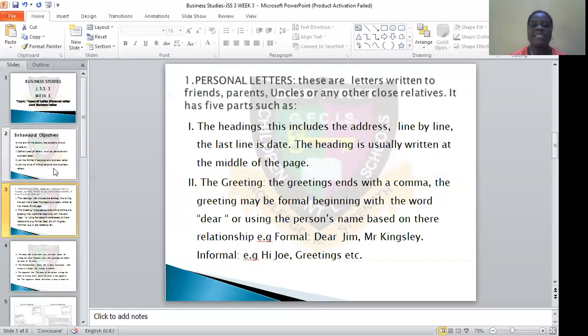The next one we're going to look at is the greeting. As a cultured person, you just don't write a letter to your parents or to your uncles or aunties or even your friend without showing courtesy. You greet. And this greeting, once you write it, you end it with a comma. You can say, dear Shade, or hi Joe, dear uncle, dear daddy, or dear mommy. Remember, it is a personal letter. It depends on the name you are writing to, then the relationship between the two of you.